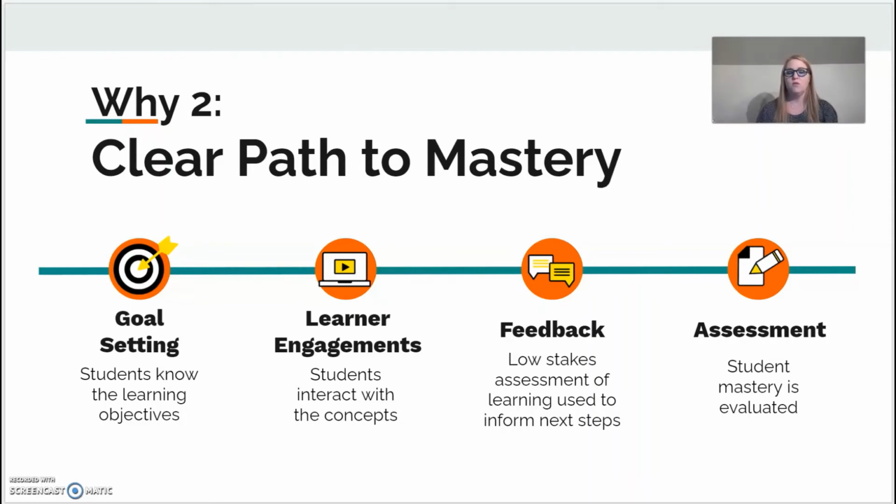Next, the students need feedback. So offer low-stakes assessments of learning to inform the next steps for the students in their goal setting, but also for you as an instructor. If you gauge where the students are in terms of achieving those objectives, you can make plans for how to intervene. And then finally is your assessment. So student mastery is evaluated. This would be like your summative assessment that comes at the end of some unit or learning.